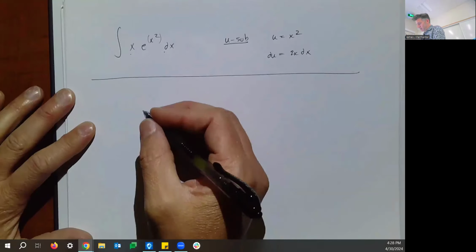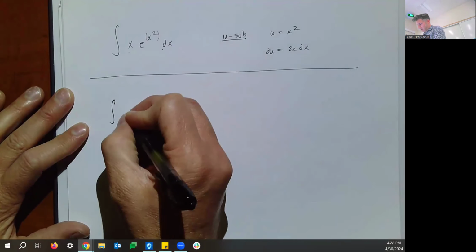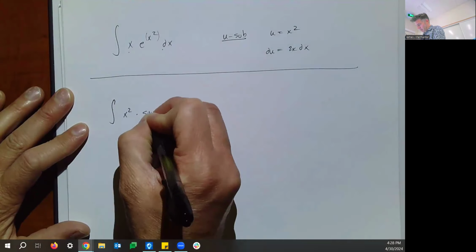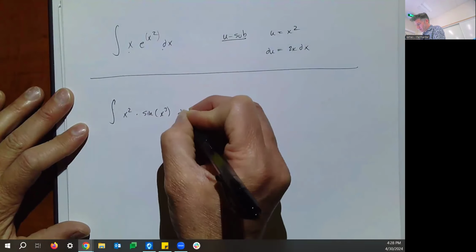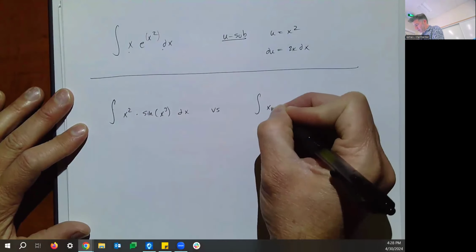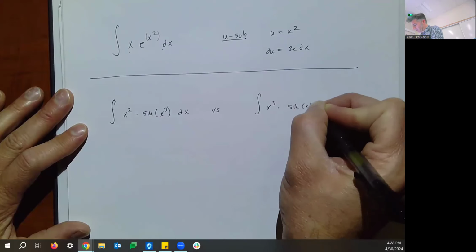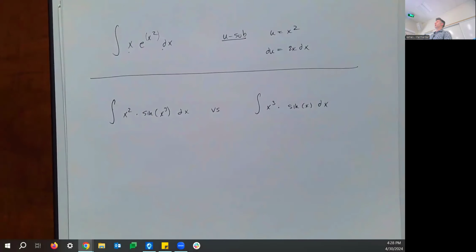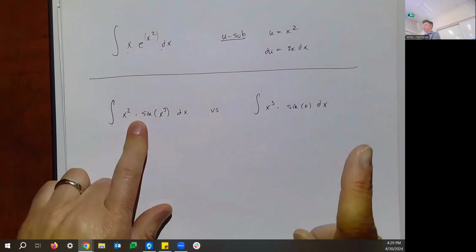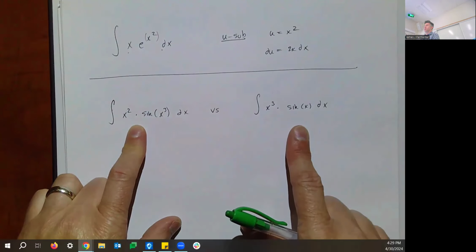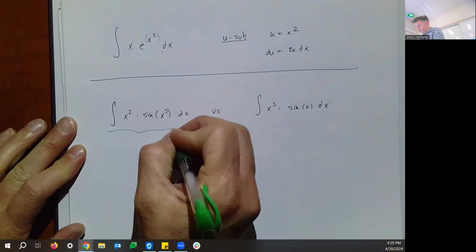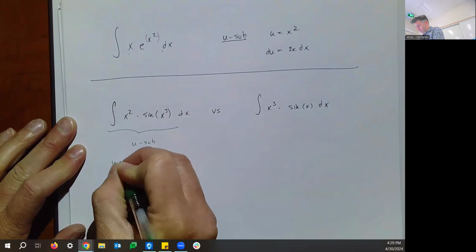I know we're almost out of time. Let's say we have the integral of x squared times sine of x cubed versus the integral of x cubed times sine of x. One of these is a u sub. One of these is integration by parts. I would like to hope it's not too hard to figure out which one's the u sub. Okay, left or right? Which one's the u sub? Left for sure. Definitely a u sub with u equal to x cubed.